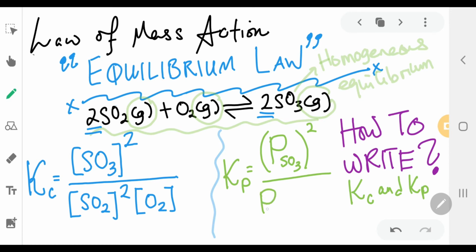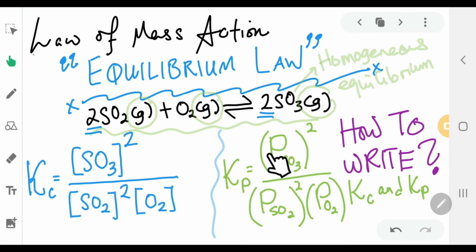Pressure of SO2, remember, round brackets to the power of 2, and you're going to times with pressure of oxygen gas, close that brackets to the power of 1. So when you look at the Kc and Kp, they look quite similar.